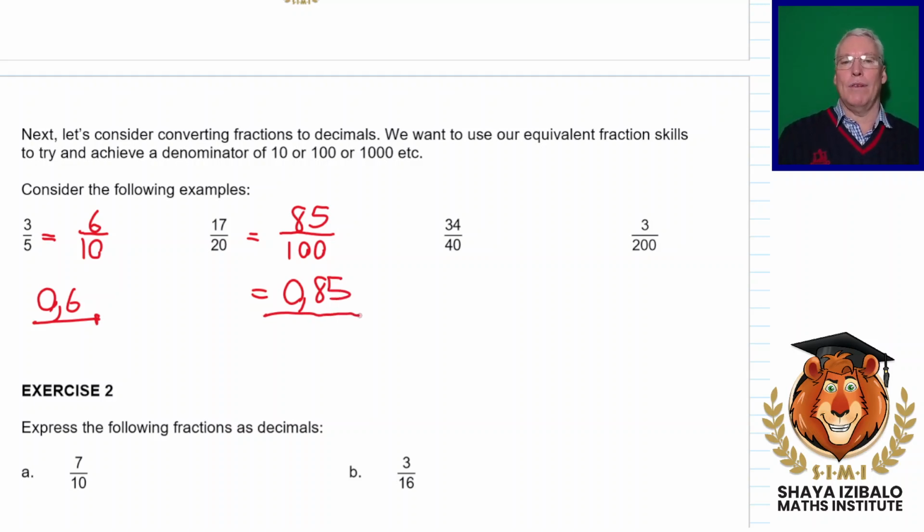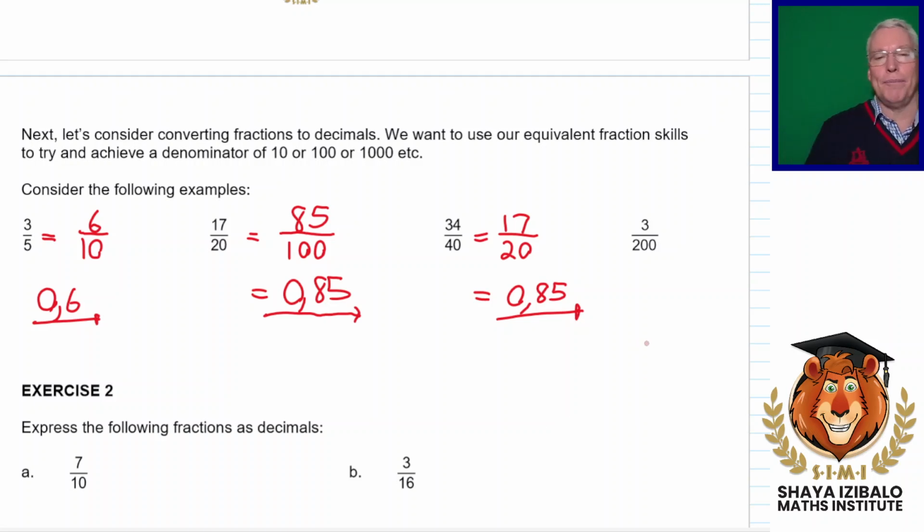That's 85 over 100. Now this one is over 40 and we want to get it to 100. That's awkward. But we could halve both of these. And now what can we do to 20 to get to 100? That's right, we can multiply by 5, and in fact we've just done that one. 17 times 5, multiply by 5 on the top and the bottom, and just as before we're going to get 0,85.